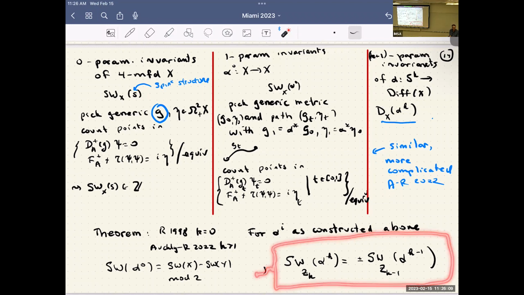So there's a Seiberg-Witten invariant, which I'm sorry, I'm not going to have time to describe, that applies to families of diffeomorphisms. And so the higher dimensional one, the K parameter invariant, of this commutator thing is equal to the K-1 parameter family invariant for one of the ingredients. So that's some kind of gluing formula.